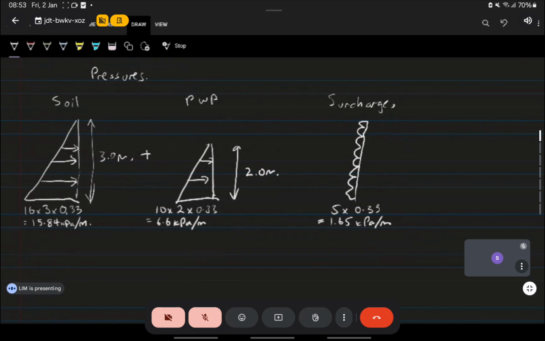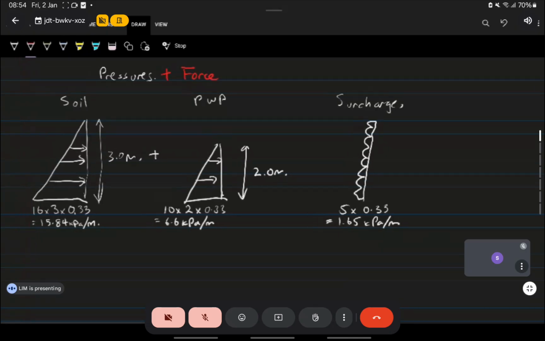So from the pressures, you have to calculate the resultant force, because all of these are kPa. You have to find the force so that you can then calculate, like what Hussam said, the moment. So now we want the force. I'm going to do the force in red. So in red is the resultant force.